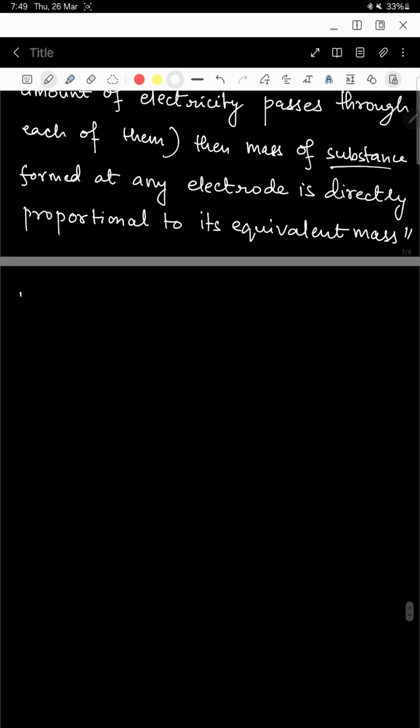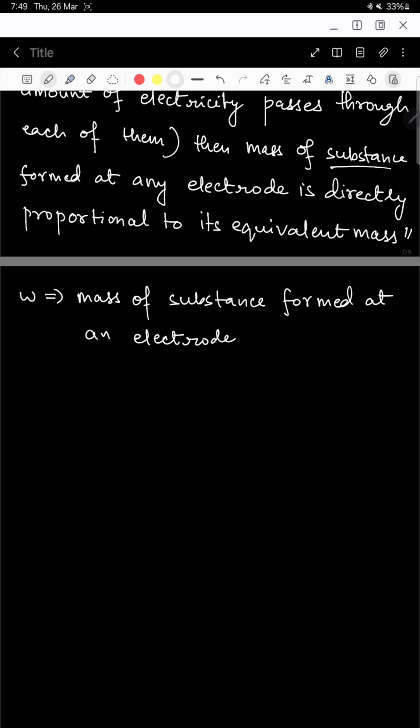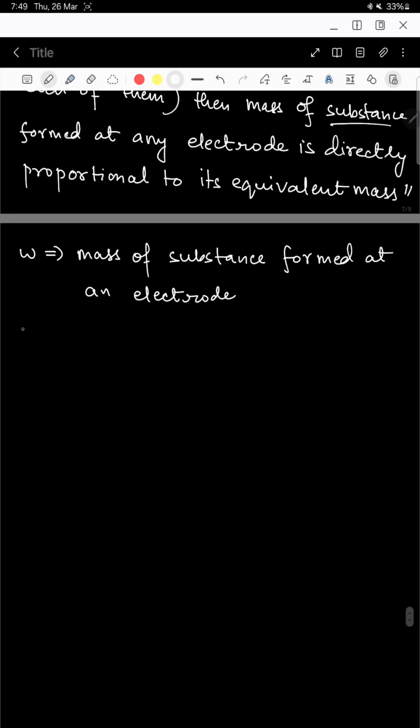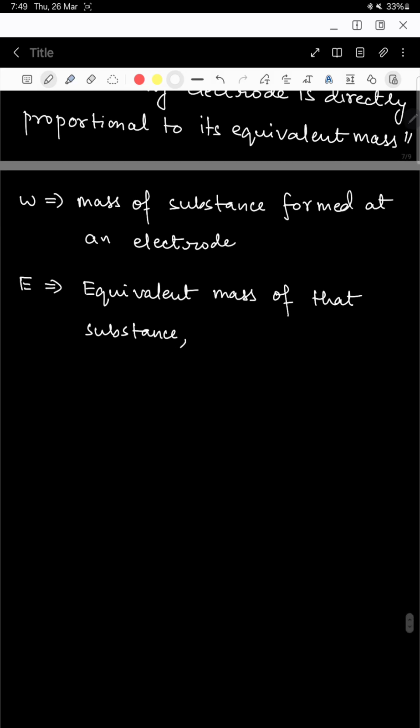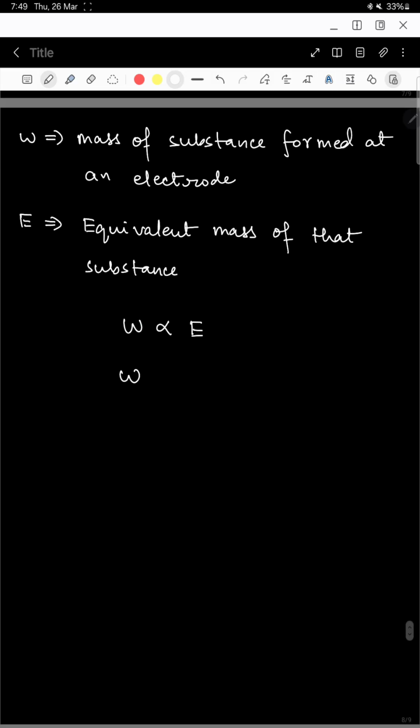So if W is the mass of substance formed at any electrode, and E is the equivalent mass of that substance, then W should be directly proportional to E, or we can say W by E is constant.